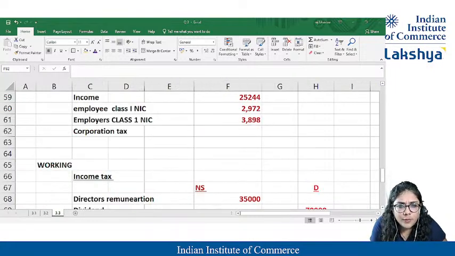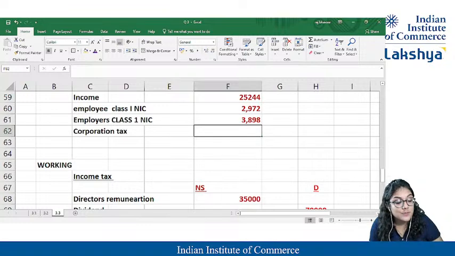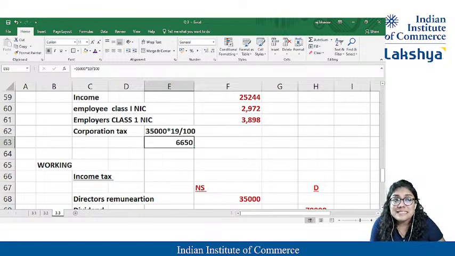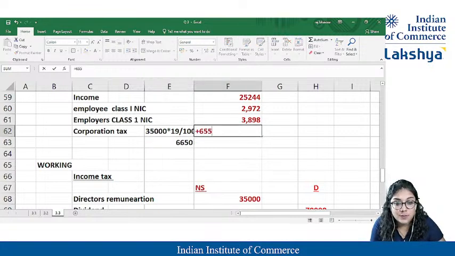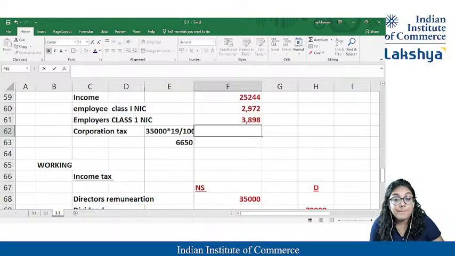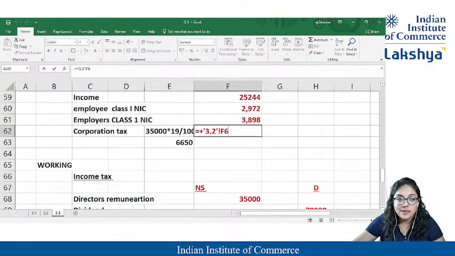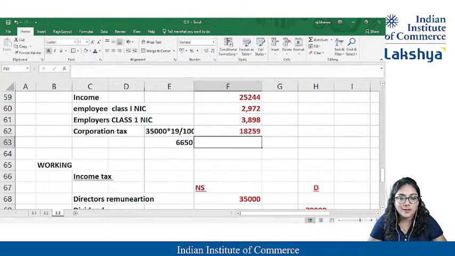But ma'am, what about corporation tax? Yeah, students, for corporation tax, you have earned 35,000 in the current year. On that, the 19% you have to pay. So that becomes 35,000 into 19 by 100. So it's going to be 6650. So I can write 6650. But ma'am, that is only for 35,000. What about 1 lakh? Achha, they have given it in the previous year. For 1 lakh, it is 11609. So it's 11609 plus 6650 for the current year. So it's 18,259. Okay, cool.